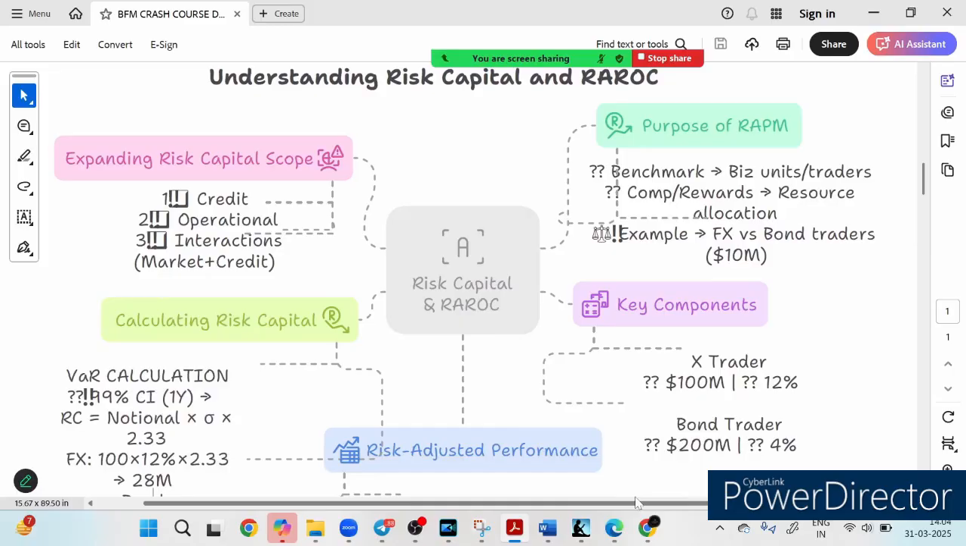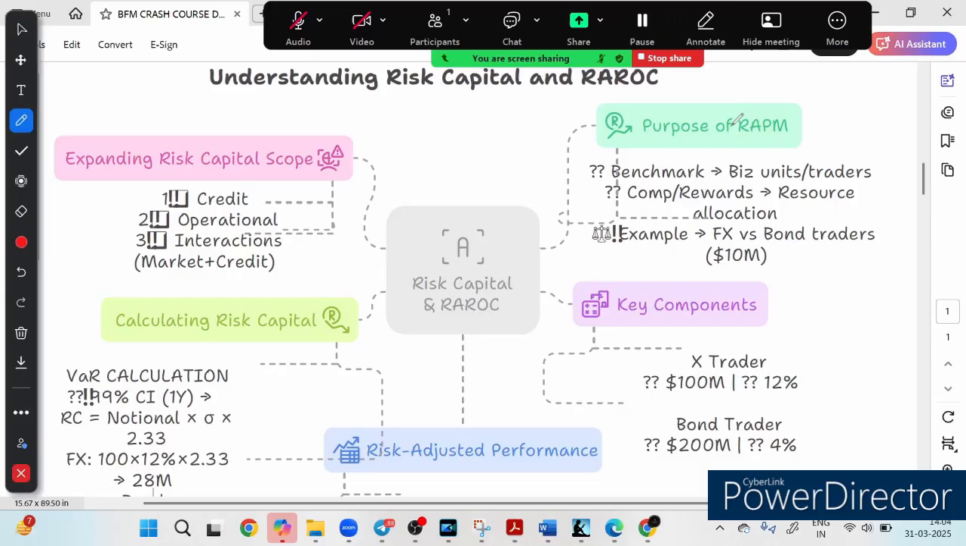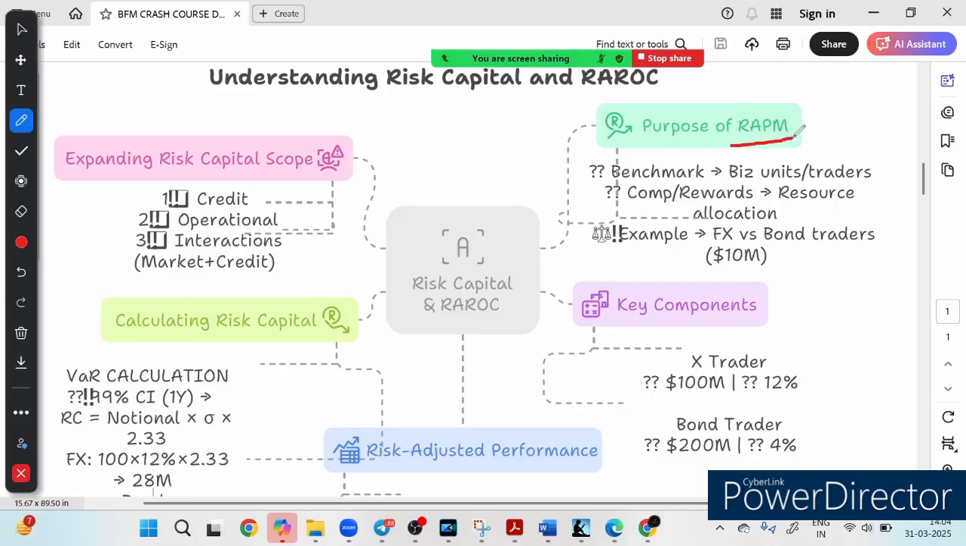Purpose of RAPM. Banks don't just look at raw profit. They compare performance relative to risk. Whenever I say RAPM, it means risk adjusted performance measure. It means they compare performance relative to the risk. So RAPM helps in benchmarking traders and business units. RAPM helps in allocating compensation and reward. RAPM helps in optimizing resource allocation.